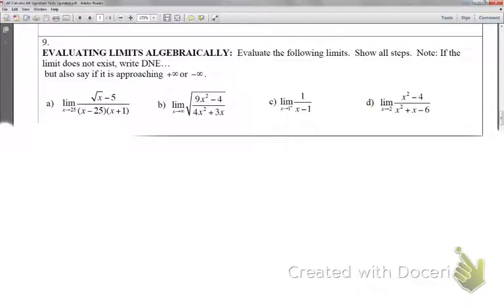This week's SIG test is on evaluating limits algebraically, and so we want to go ahead and use the different techniques that we've learned about evaluating limits in order to make sure that we can find the limit of each of these functions. So starting with function a, notice that we have the square root.